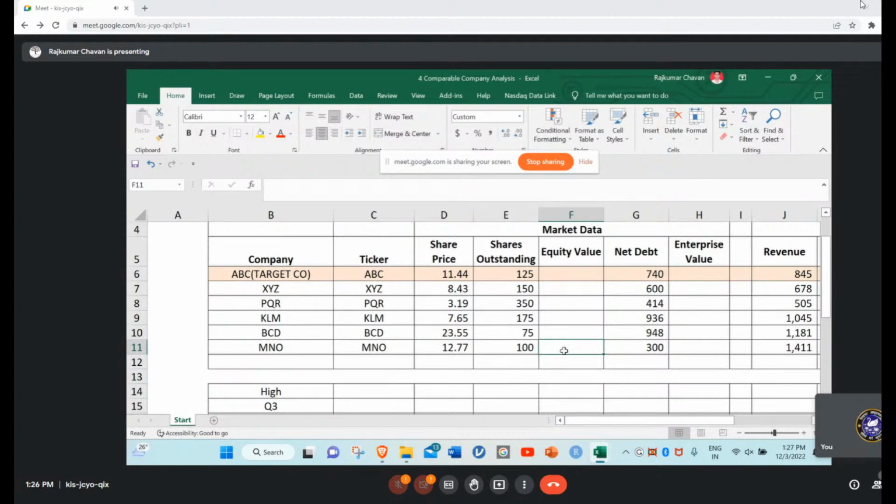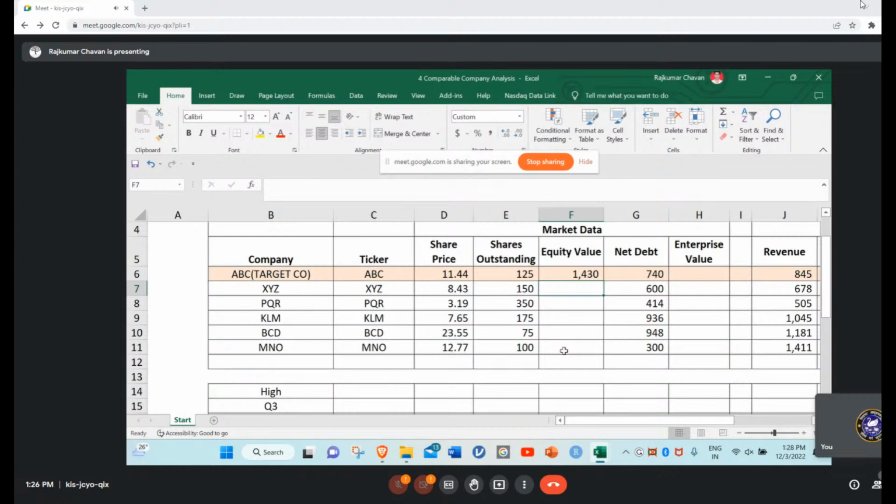Equity value. How to calculate equity value? 125 into 11.44, nothing but shares outstanding into market price. Market capitalization is also nothing but equity value. So now tell me the formula. Equal to, select the share price into 125. What is the answer? 1430. Is it clear? Now if I take market data, then this is my value of the company. Equity value is as good as the company's value.